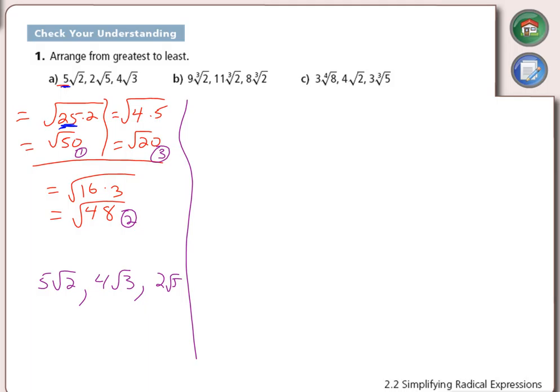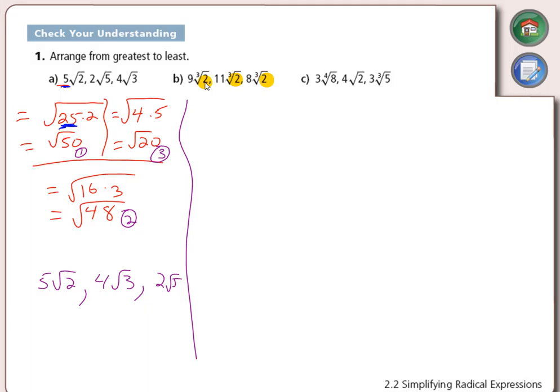Okay. And we could do that. 11 cubed, take it in. 8 cubed, we could take it in. But wait a minute. Let's look a little bit more closely at these. If we look at them, we notice that all of them have the cube root of 2 as the radical. That's all the same.